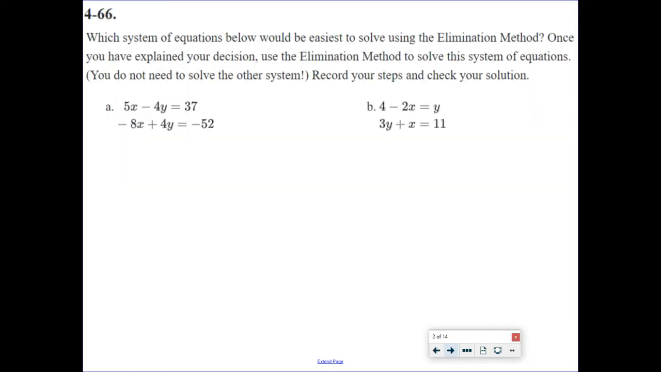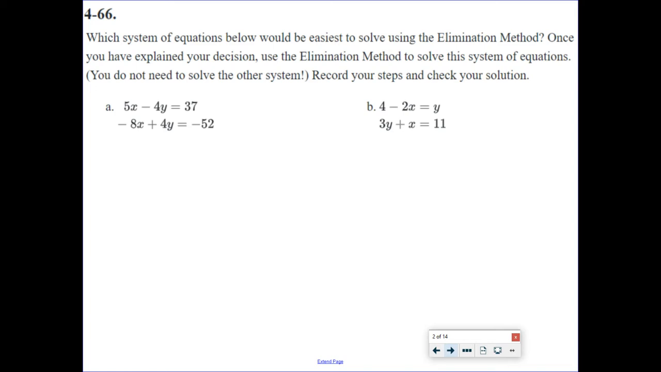Here we go. Problem 466. Which system of equations below would be easiest to solve using the elimination method? Once you have explained your decision, use the elimination method to solve this system of equations. You do not need to solve the other system. Record your steps and check your solution. So I'd like you to pause the video in just a second here and look at both problems and try to figure out which one problem would be easiest to solve using the elimination method. When you think you've got the answer, please go ahead and unpause it and we'll check.